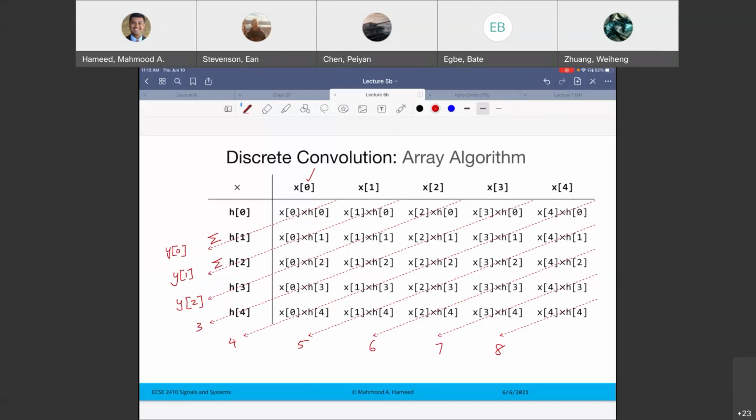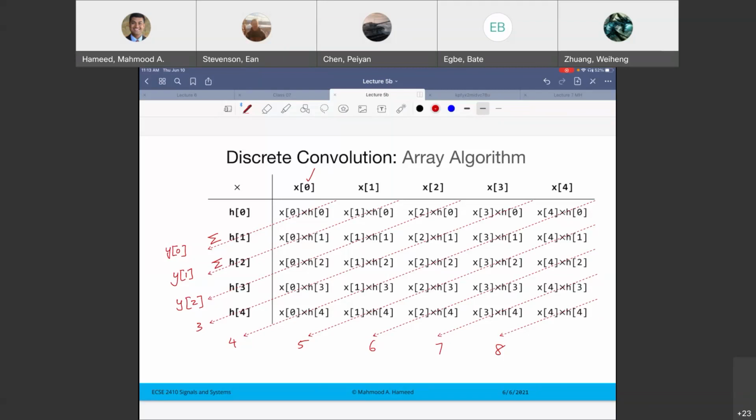Oh, yes. It is as simple as multiplying two polynomials. The polynomial coefficients are these numbers. When you multiply the two polynomials, you will get a higher order polynomial whose coefficients are those. So the array algorithm is as simple as polynomial multiplication, which is why it's very easy, right? All right. Questions about how you run this array algorithm?